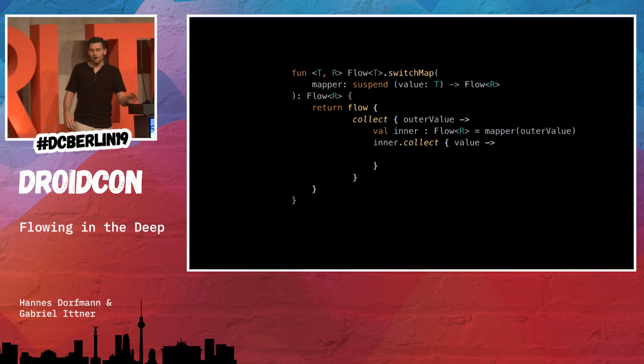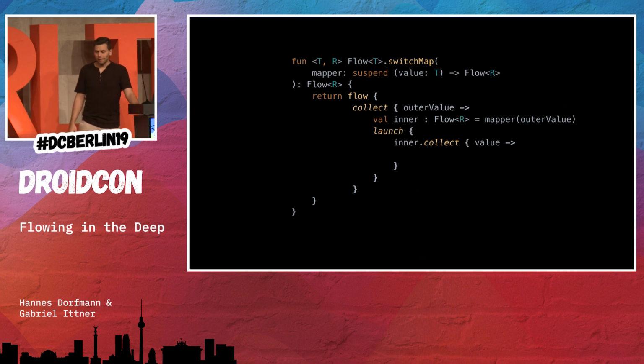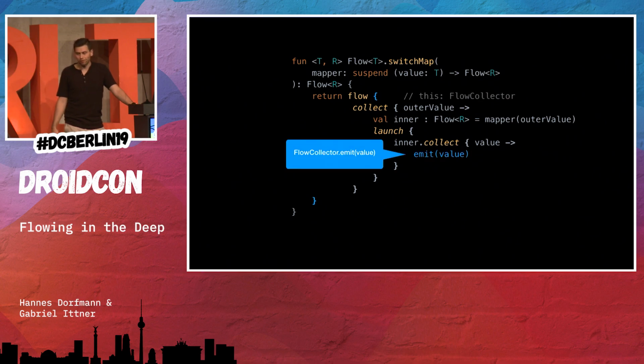But what we do now is we have this inner flow that got created from this mapper function, and now we are subscribing to it to get the values out of this. And now, as a next step, first we have to launch it, because otherwise it wouldn't start, right? Because it's a new flow, it's a new kind of thing. So we have to launch this new thing by calling launch, which then starts a new coroutine. And now that we have the value, we can emit it. And emit now refers to the flow collector, the blue one from the parent, so to speak.